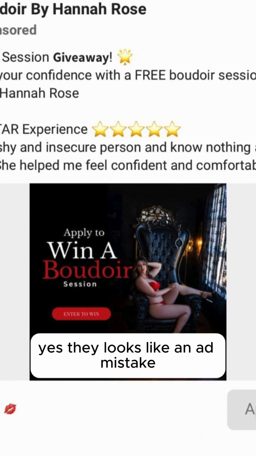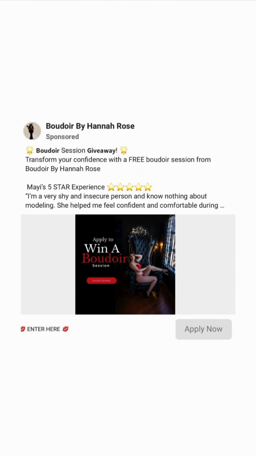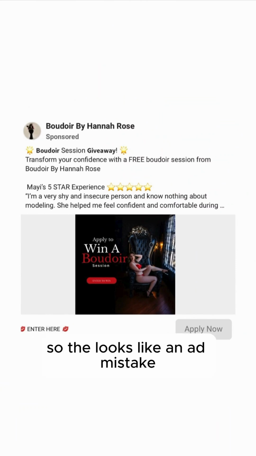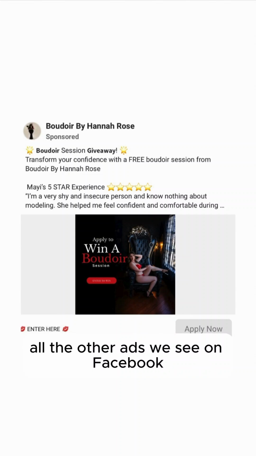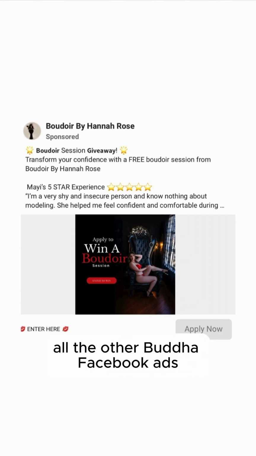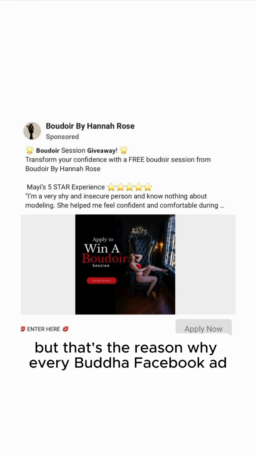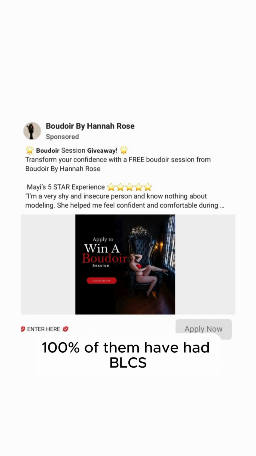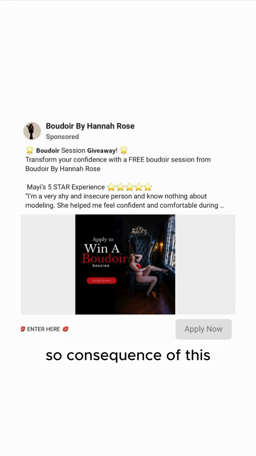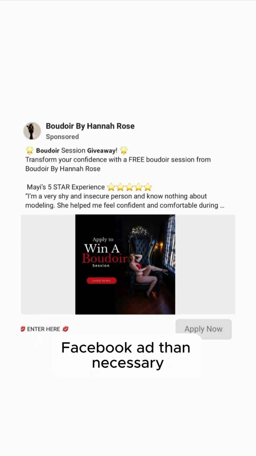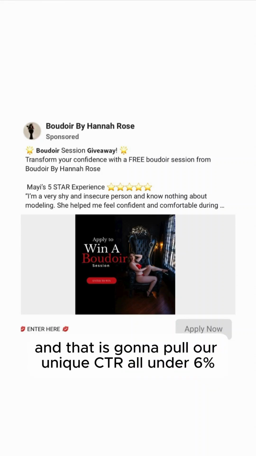Okay, so looking at the creative, looking at the photo, it's a yes, it looks like an ad mistake. Same with nearly every Boudoir Facebook ad I've seen. So that looks like an ad mistake. The false belief that causes us to make this mistake is all the other ads we see on Facebook, all the other Boudoir Facebook ads. Basically, they all look like ads. But that's the reason why every Boudoir Facebook ad I've actually looked at the back-end metrics for, 100% of them have had BLCS, aka Boudoir lookalike syndrome, because everyone's kind of doing these same mistakes. So the consequence of this is more women are going to scroll by our Facebook ad than necessary, and that is going to pull our unique CTR under 6%.